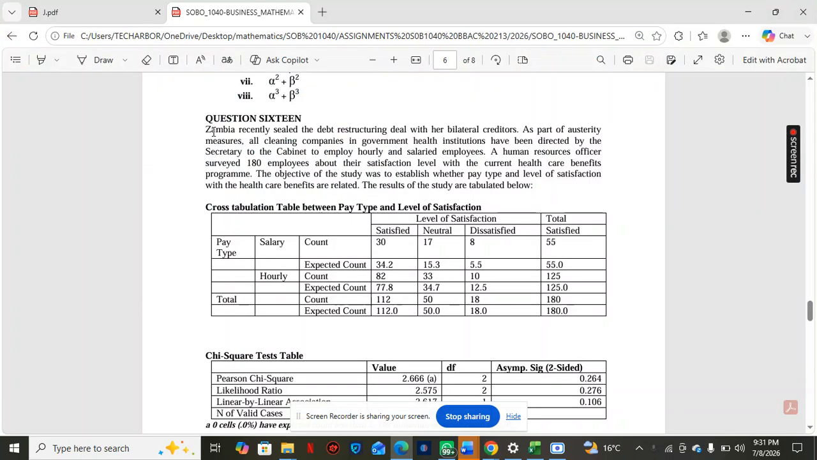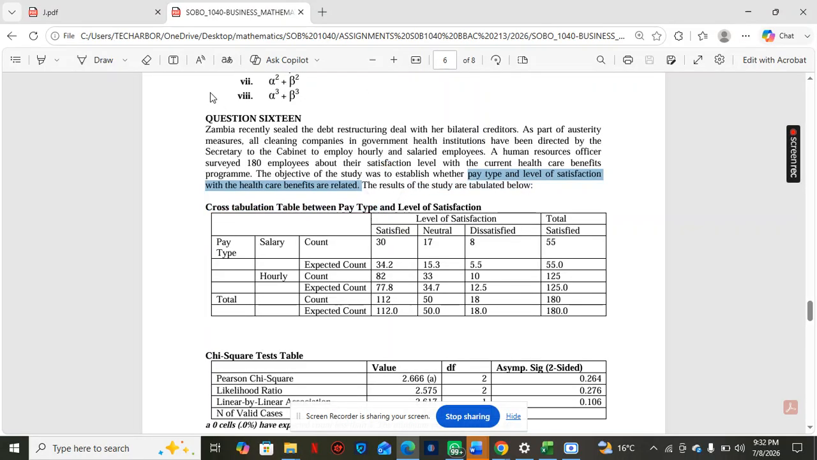So the question reads, Zambia recently sealed a debt restructuring deal with her bilateral creditors. As part of austerity measures, all cleaning companies in government health institutions have been directed by the Secretary to the Cabinet to employ hourly and salaried employees. A human resources officer surveyed 180 employees about their satisfaction level with the current health care benefits program. The objective of the study was to establish whether pay type and level of satisfaction with healthcare benefits are related.